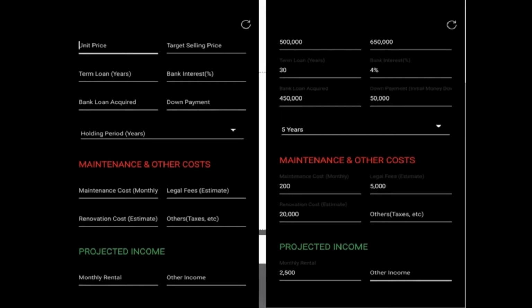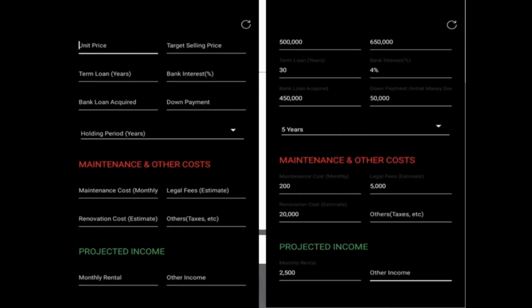Legal fees, you estimate legal fees. So how much are you paying to your lawyer to transact to acquire this property? Renovation costs, how much do you plan to actually put down to renovate this property? Others, if there's any taxes, property taxes, or any taxes incurred to keep the property, you can put it down here, or you can simply put 0 as the value.